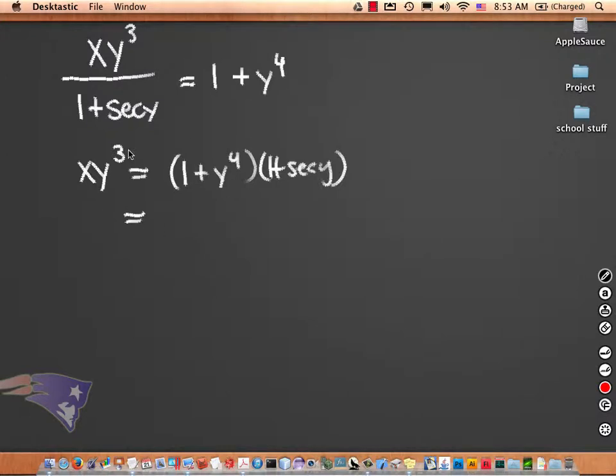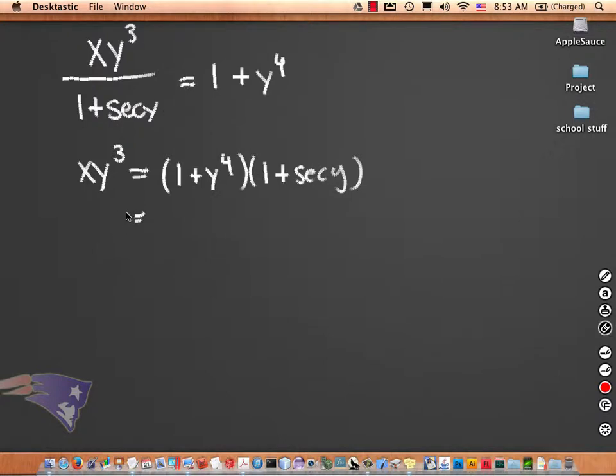I don't like the way that's written. I'll rewrite that. Looks nasty. Mathematics needs to be beautiful. There we go. Okay, so xy cubed is equal to that.